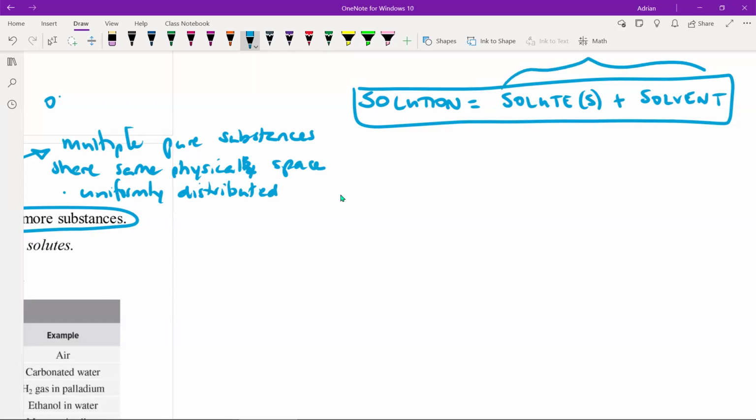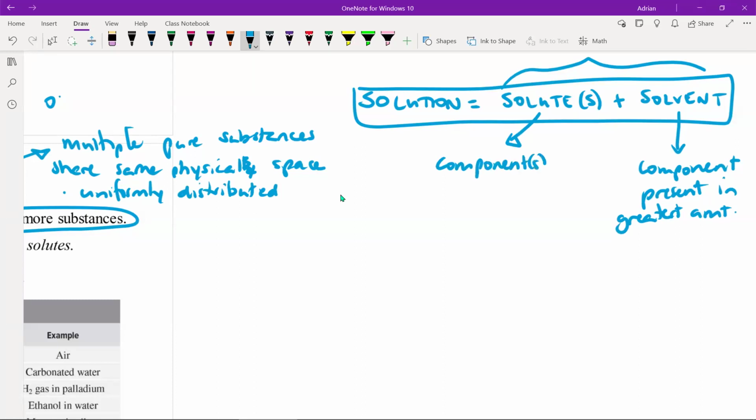What's the difference between the solute and the solvent? Well, that has to do with the relative amounts. So the solvent is the component of a solution that is present in greatest amount. So what makes up the majority of the solution? That is what the solvent is. And then the remaining things would be the solute or solutes. So these would be the components of the solution present in smaller amounts.